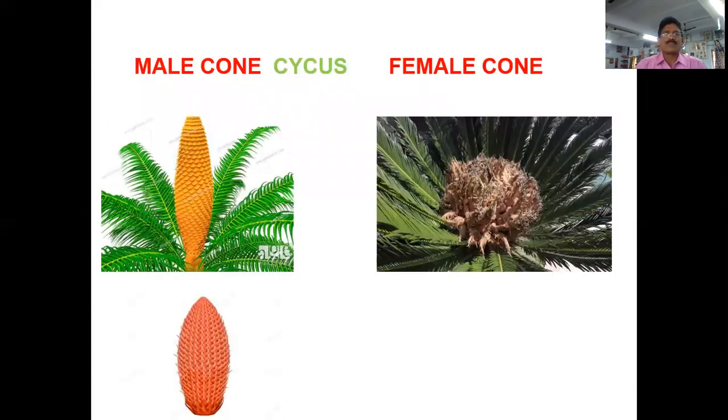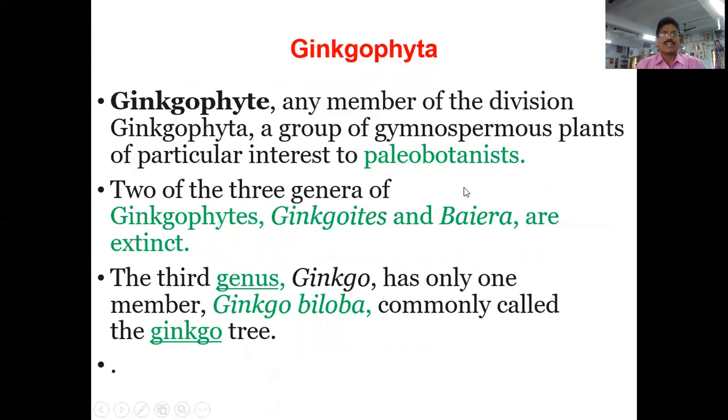So when you see the example of a male cone in Cycas and a female cone in Cycas, you can compare between the male cone and the female cone. So next one you see Gnetophyta. So when you see the Ginkgophyta, they are members of the division Ginkgophyta.